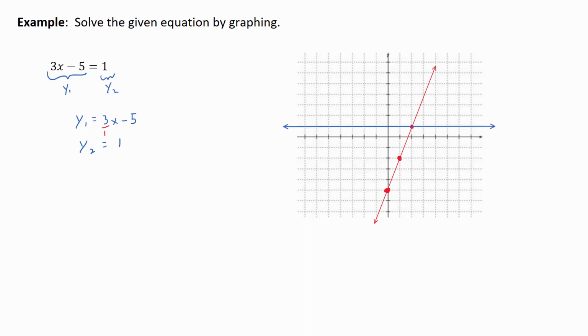Okay, so the point where they cross, this point right here, is called the intersection point, and it sure looks like it has coordinates 2, 1. And my claim is that the first coordinate of the intersection point is the solution to the original equation we're trying to solve. So x is going to equal 2. And you can check it, of course. You plug 2 in here for x. 3 times 2 is 6, minus 5 is equal to 1. So you know for sure it works.